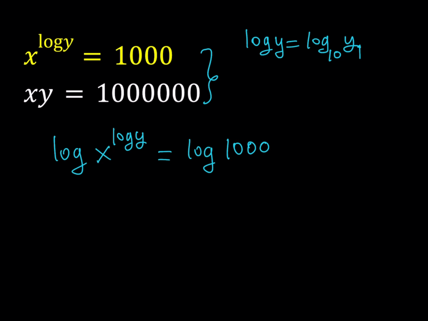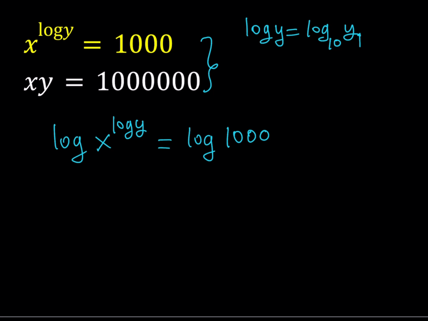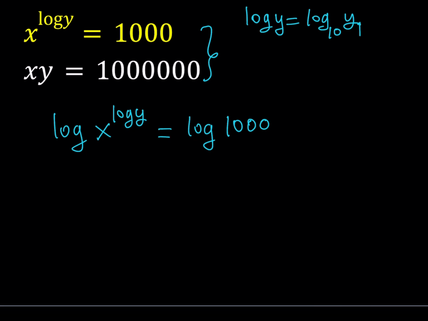Now, we're not writing base 10 here, but always know that when it's not written, it's base 10. I know some people call it the natural log, but we're not talking about the natural log here, which is ln. It's backwards, by the way, logarithm natural, because it's French. Anyways, that's another story. But this operation basically brings the power down.